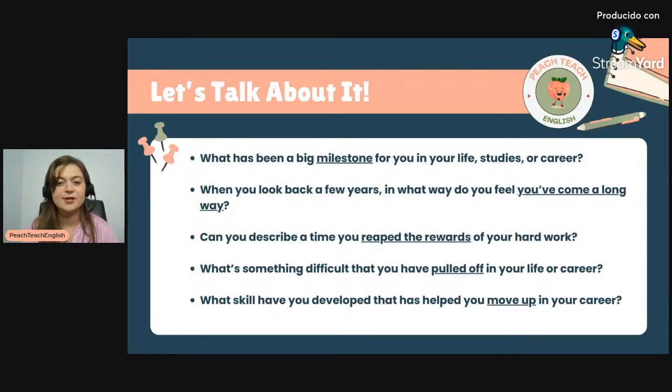Okay, so I'm going to continue with my example here. I thought it would be impossible to do a pull up. But after my hard work and consistency, I was able to pull it off. I successfully was able to do a few pull ups. So what's something you have pulled off in your life or career? Something that was difficult, but you were able to achieve it.